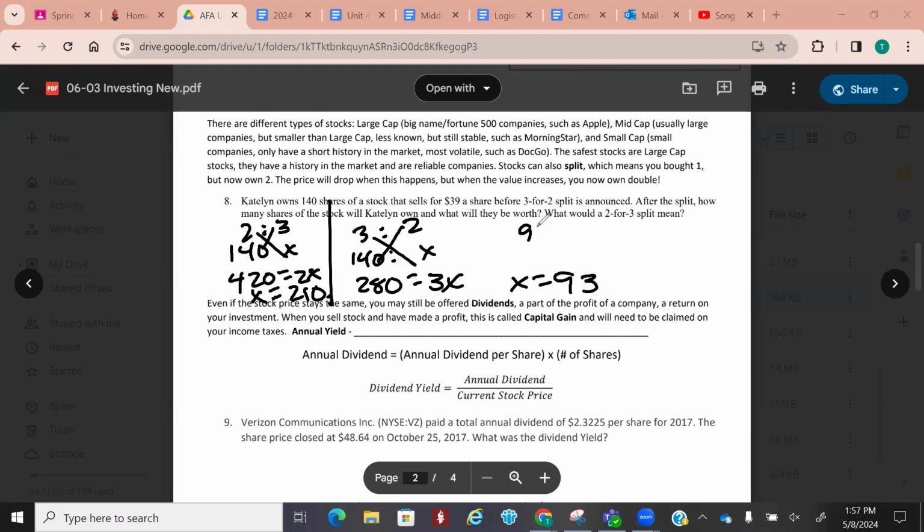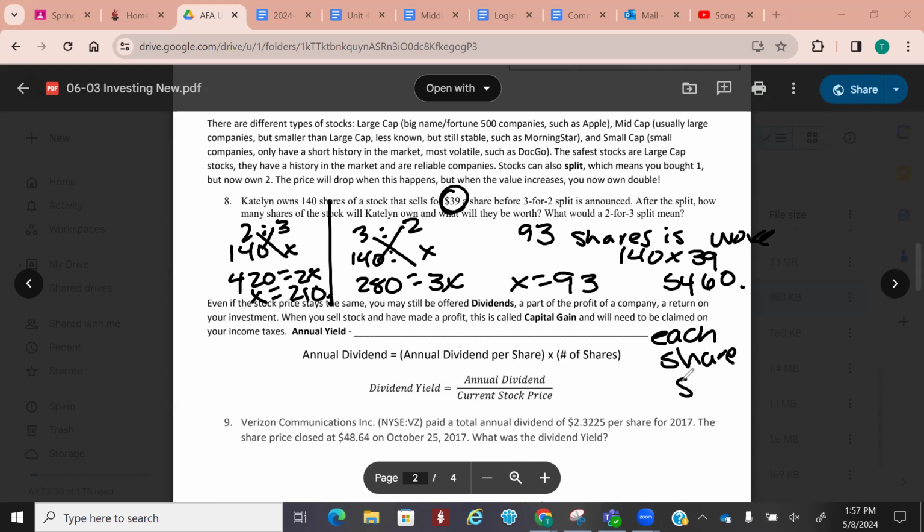Now, 93 shares is worth 140 times 39, because that's how much they cost, which is going to be 5,460. So if we divide 5,460 by 93, that means each share is worth, okay, I'm going to write that down here. Each share is worth $58.71.